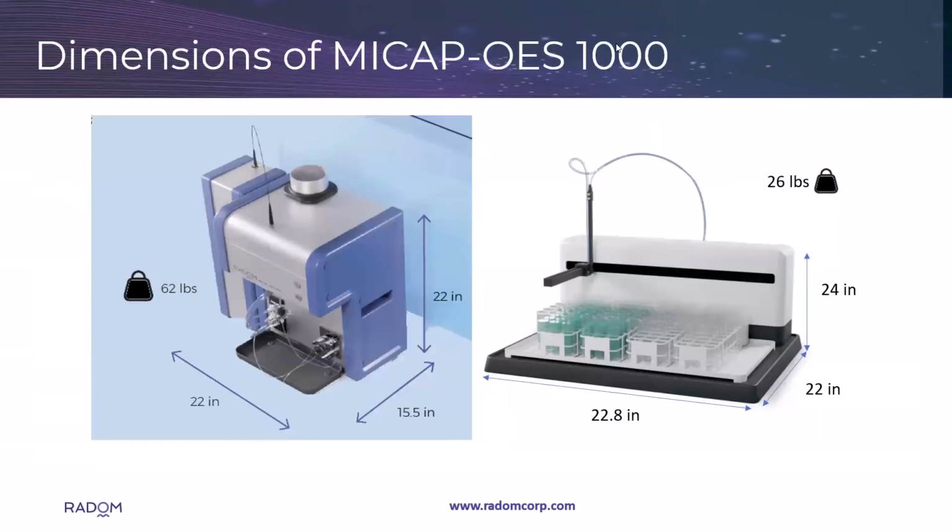Here are the dimensions of MICAP, and you can see the total weight is about 62 pounds. The plasma source is approximately 42, and the spectrometer is the remainder. And here is our standard autosampler, which has 4 rack capacity and either 5 high volume standards, or 10 50 mil standard capacity rack.